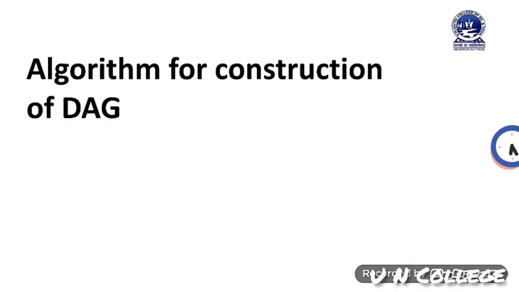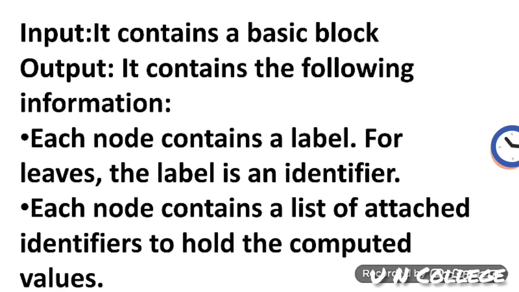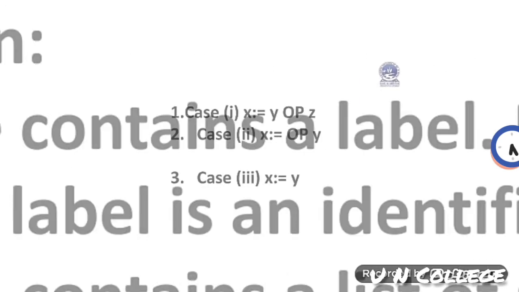Now we will discuss the algorithm for construction of DAG. In this algorithm, first we will discuss the input, then the output, and then the methodology. Here the input is what? It is a basic block, obviously, because the basic block is transformed to a DAG. The output contains the following information. Each node contains a label. For leaves, the label is an identifier. Each node contains a list of attached identifiers to hold the computed values.